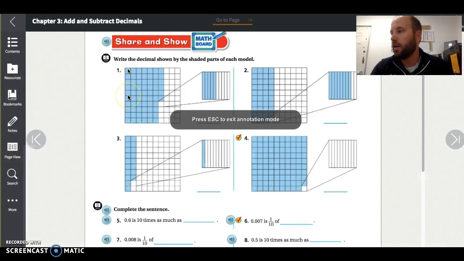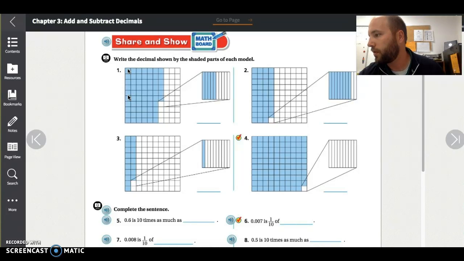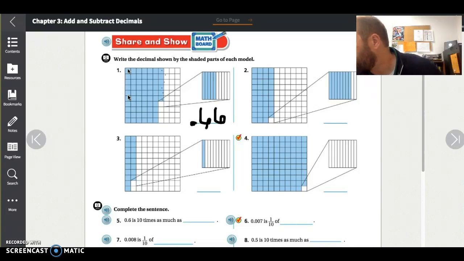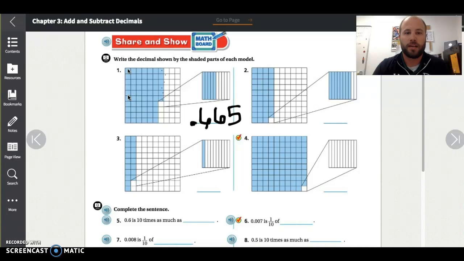So we have 1/10, 2, 3, 4, 5, 6 tenths. So boom, we're going to put our decimal. How many of the hundredths? So you got to count this one little column. 1, 2, 3, 4, 5, 6 of those. And then how many of the thousandths? Ooh, I got to blow that up. I can't really see. 1, 2, 3, 4, 5. Okay. 5 thousandths. Okay. So this number is 665 thousandths. All right. So make sure you count your blocks first, your whole columns first for the tenths, then the hundredths, then the thousandths.